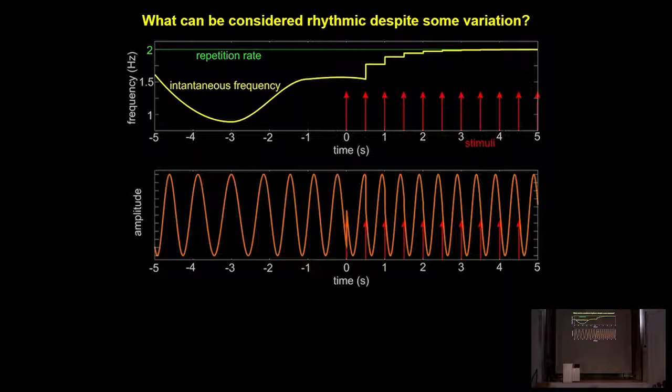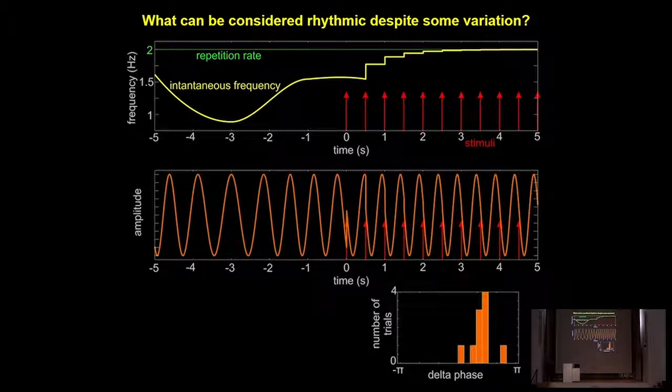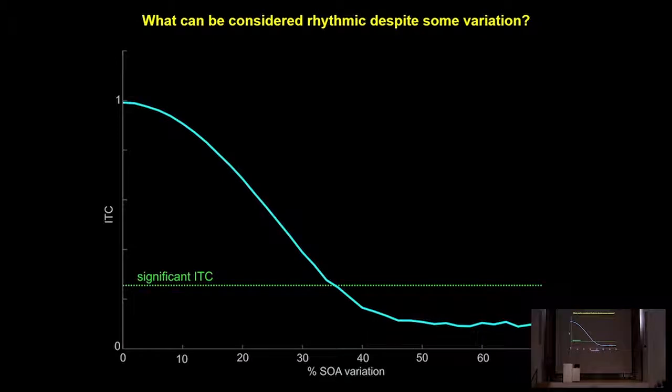Now here is the oscillation. You can see in the beginning there is just phase reset, and then quickly the oscillation frequency becomes equal, or almost equal, to the rate of stimulation. Now we can measure delta phases at the times of imaginary stimuli, and present to this model different stimulus onset variabilities. For 0 variability, you get a delta ITC close to 1, while for more variability, delta ITC declines, and around 35%, it gets below significance.